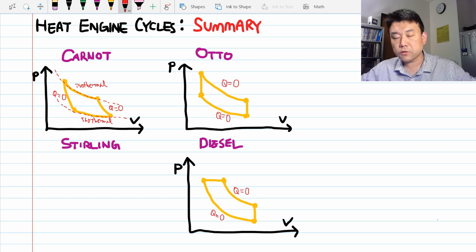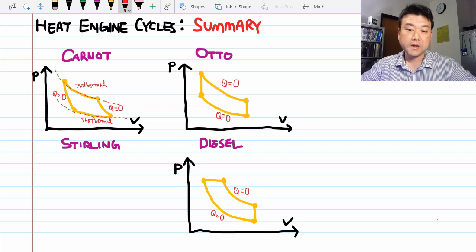There's a reason all these curves in the internal combustion engine are adiabatic. In an internal combustion engine, there's no real thermal reservoir. The source of heat is the ignition of the fuel-air mixture within the engine. And expelling the waste heat happens by, well, expelling the gas and taking in new air.